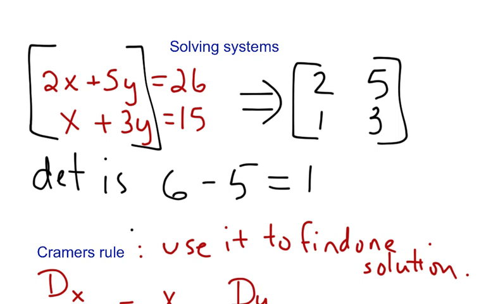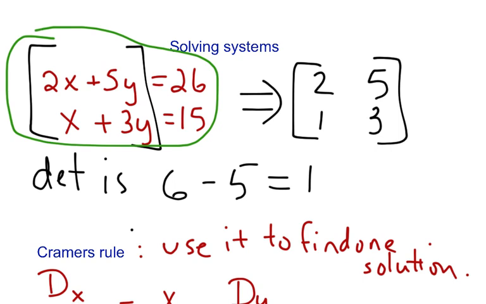Alright, so next one. Solving a system, okay? So we're going to use the determinant, and we're going to use what's called Cramer's rule. If we have a system here, this whole thing that's here in green, this is the system, right? It's 2, 5, 26, 1, 3, 15. Notice, by the way, that the x's line up, the y's line up, and the answers line up. You got to make sure they line up. So we're going to do the determinant for this part here. So it's 6 minus 5, which is 1, very convenient.